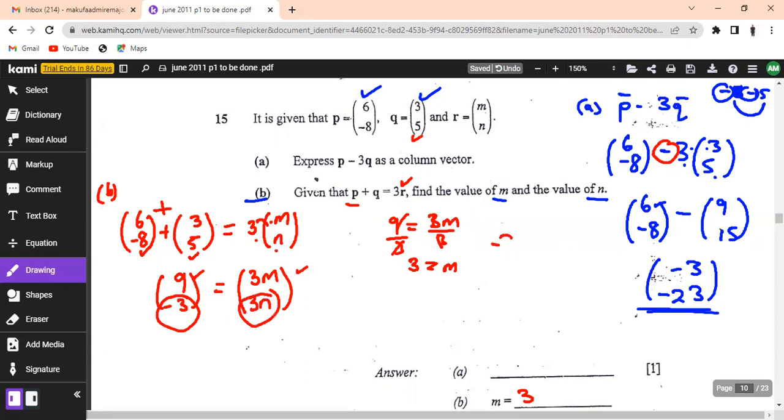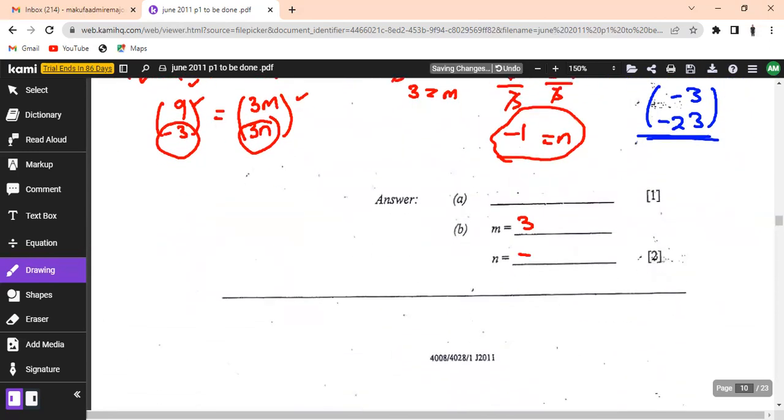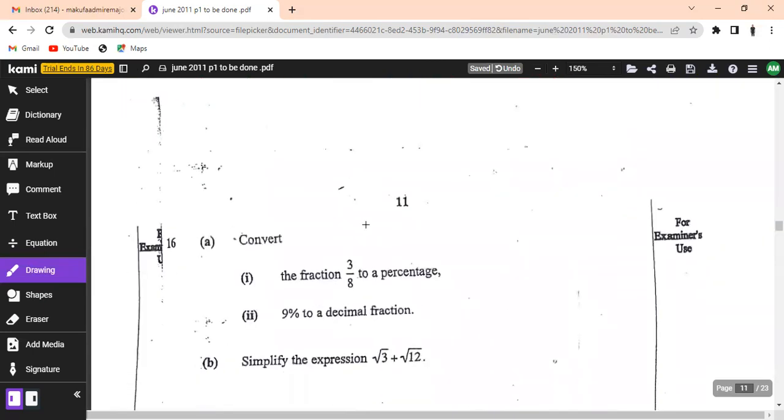So negative 3 is equal to 3N, divide by 3 also, by 3 also. So our N in this case is going to be a negative 1. So that's what we had here, which is our N being a negative 1. Okay, so that was it, guys, just like that.